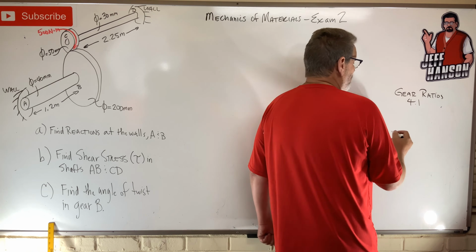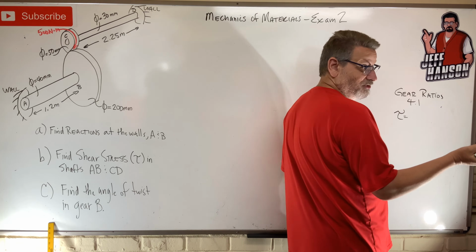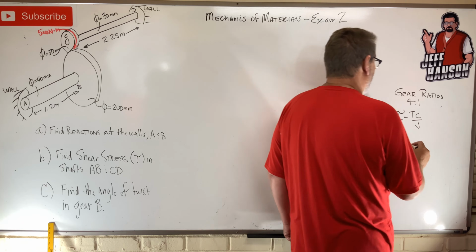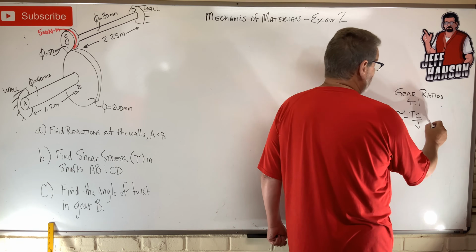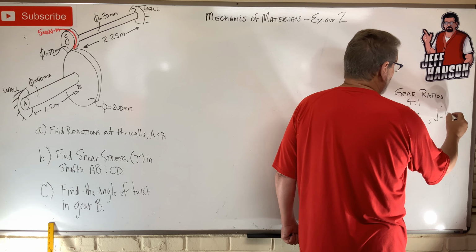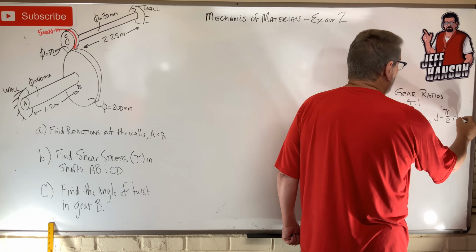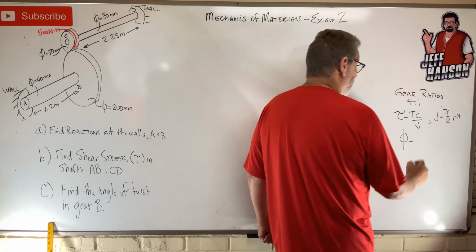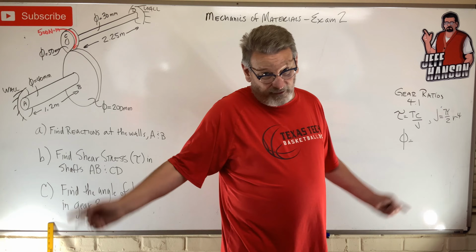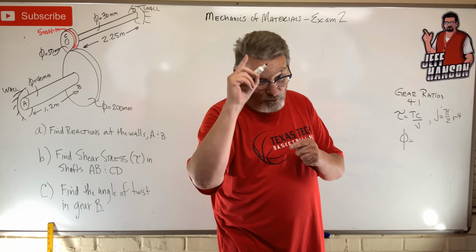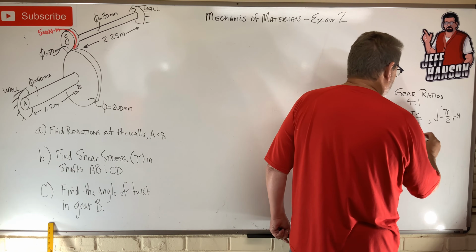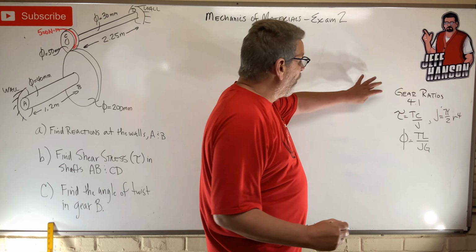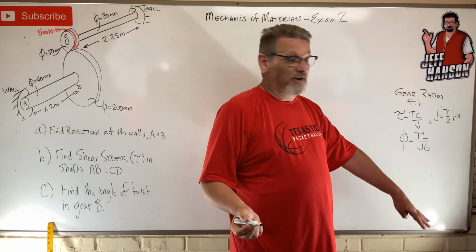We got tau, shear stress due to torsion, which is TC over J. Remember that guy. We got to figure J. Remember what J is? J is, for round shafts, pi over 2 r to the 4th. We got angle of twist, phi. And remember, what's the units for angle of twist? Bam! It's in radians, isn't it? TL over JG.